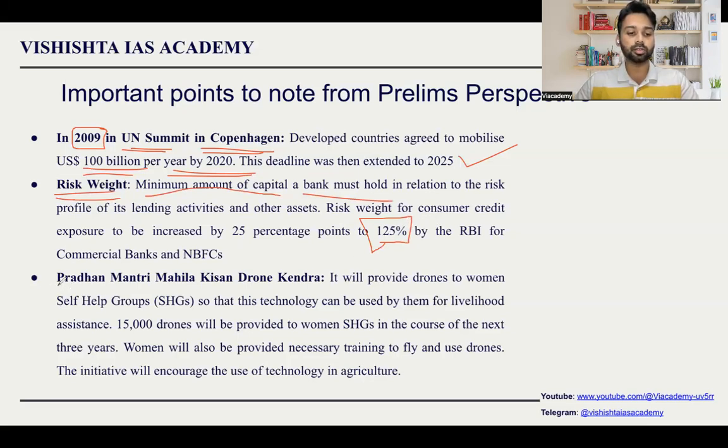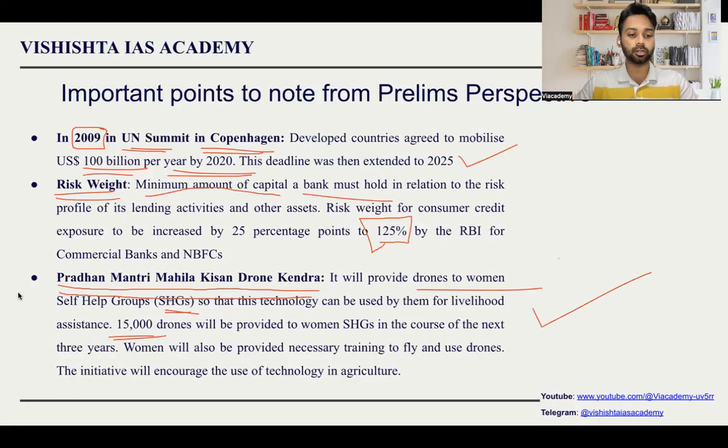One small scheme that was in the news is the Pradhan Mantri Mahila Kisan Drone Kendra. This is a very forward-looking scheme by the government in which they will provide drones to women self-help groups. It is given to self-help groups because the government wants them to promote agriculture in our villages, and most self-help groups are managed by women. So it contributes to women empowerment. It is important in paper 1, paper 2, and paper 3 also. Totally 15,000 drones will be provided to the self-help groups.